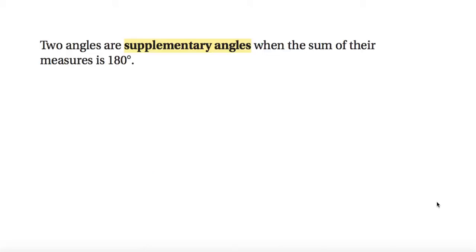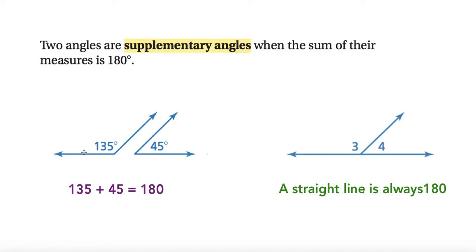Two angles are supplementary angles when the sum of their measures is 180 degrees. In this model, I have an angle that is 135 degrees and an angle that is 45 degrees. 135 plus 45 equals 180 degrees. In my second model, I have two angles that come together to form a straight line. A straight line is always 180.